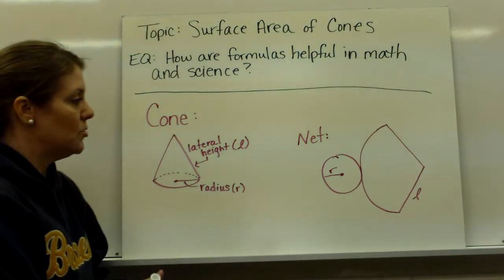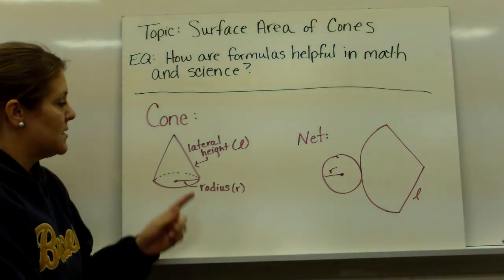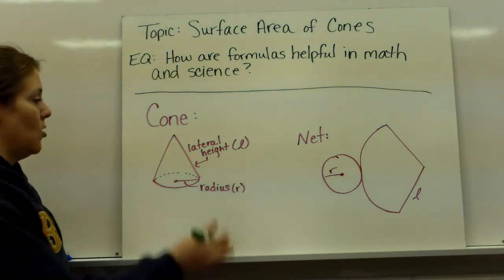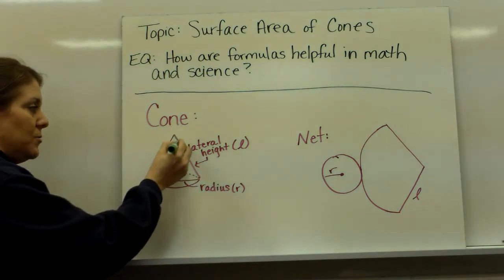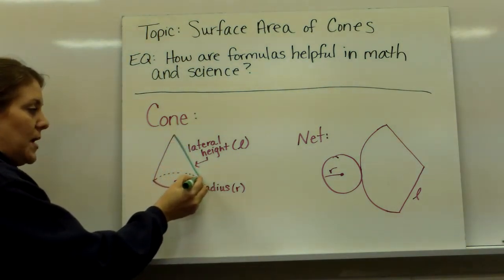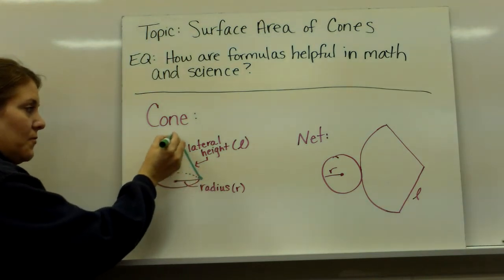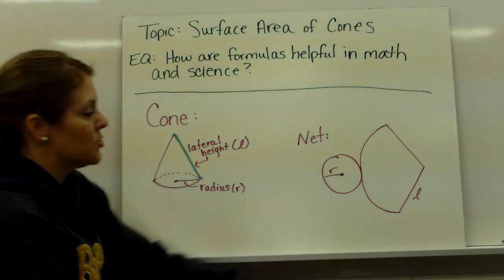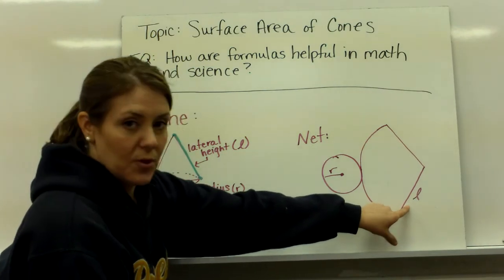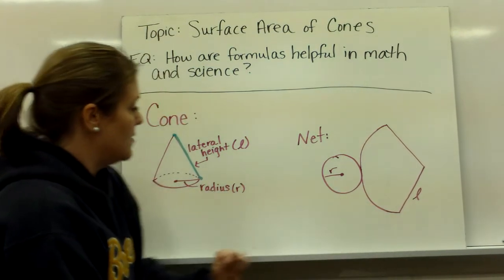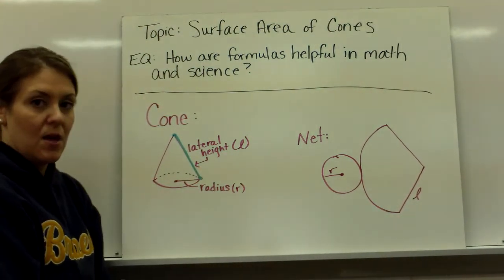One thing, and it's a new term for everybody, is the lateral height of the cone, and that is actually that outside height from the base up to that vertex at the top there. So you are going to have a new variable, which is a lowercase l, and that means the lateral height of that cone.